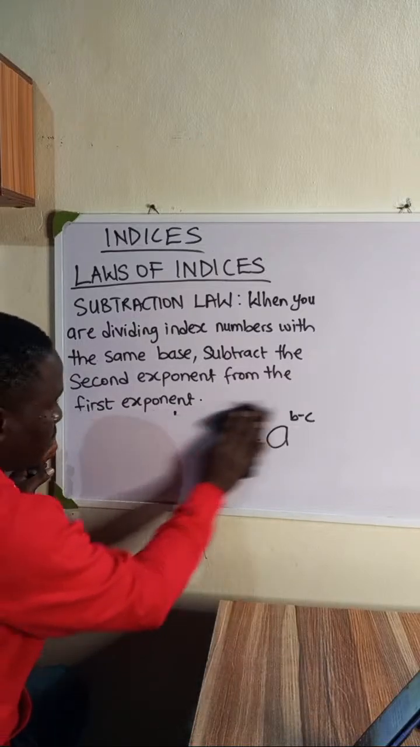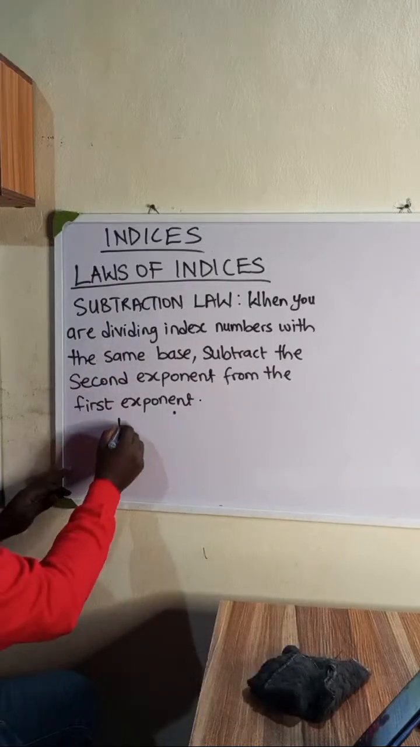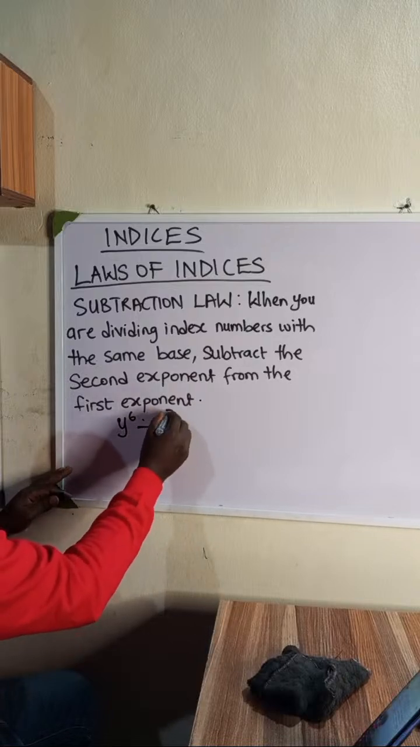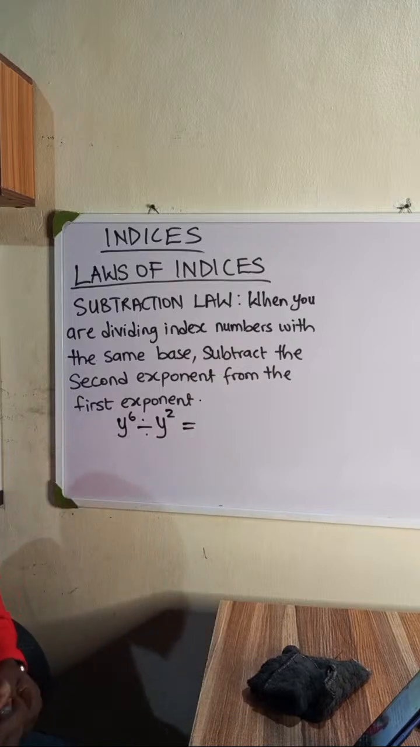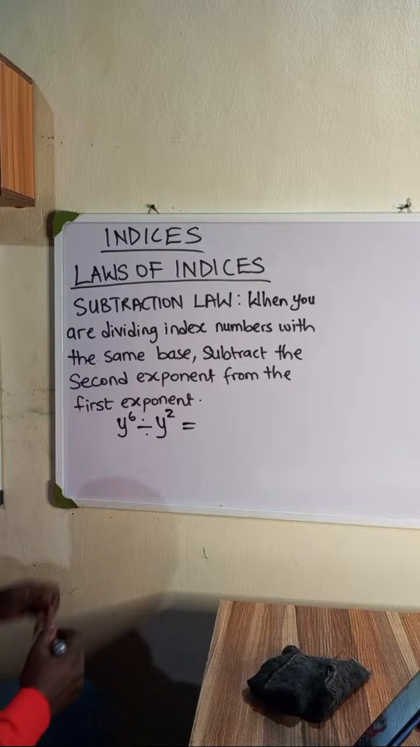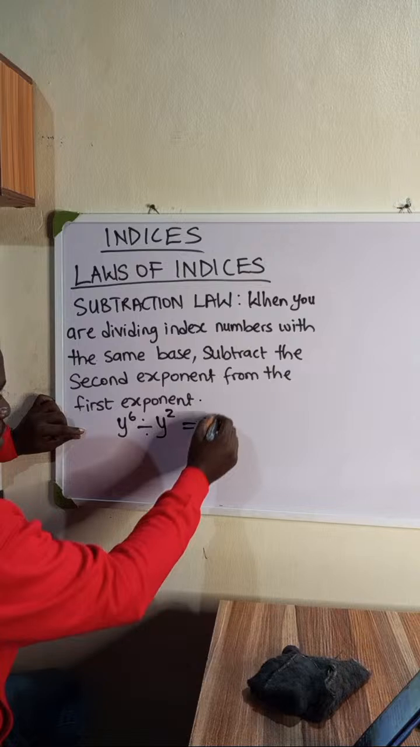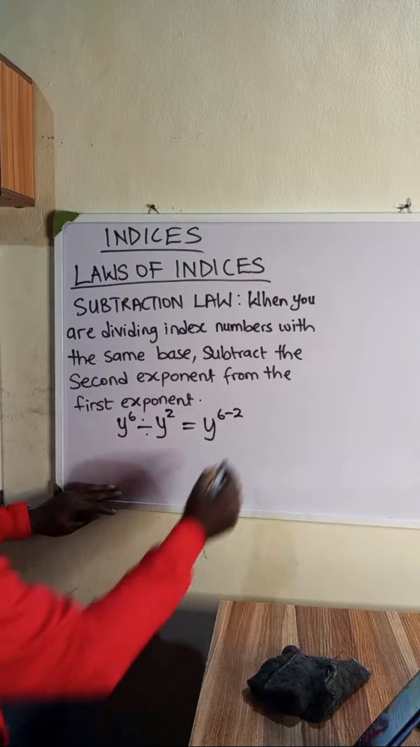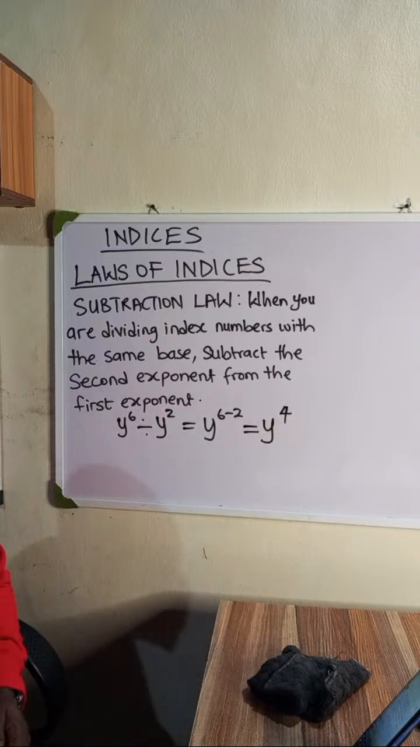I'm going to wipe this off while I leave this. So if you have y to the power of 6 divided by y to the power of 2, using this subtraction law you're going to have y to the power of 6 minus 2. And that will give us y to the power of 4. Very simple. How do we know that what we are doing is correct?